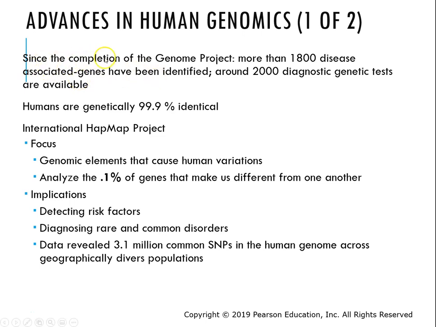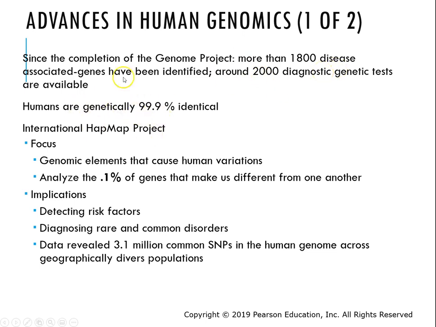So it says here, since the completion of the Genome Project, more than 1,800 disease-associated genes have been identified, and around 2,000 diagnostic genetic tests are available because we know the entire genome. Before we had that human genome sequence, we weren't able to identify all these disease-associated genes, or come up with, design or invent these diagnostic genetic tests that are around.